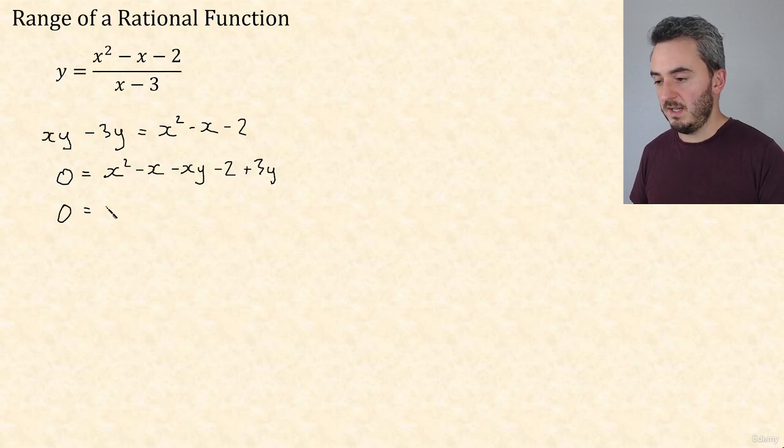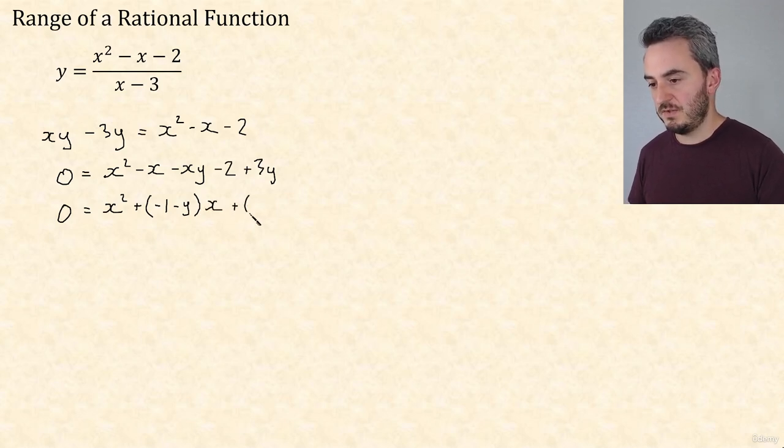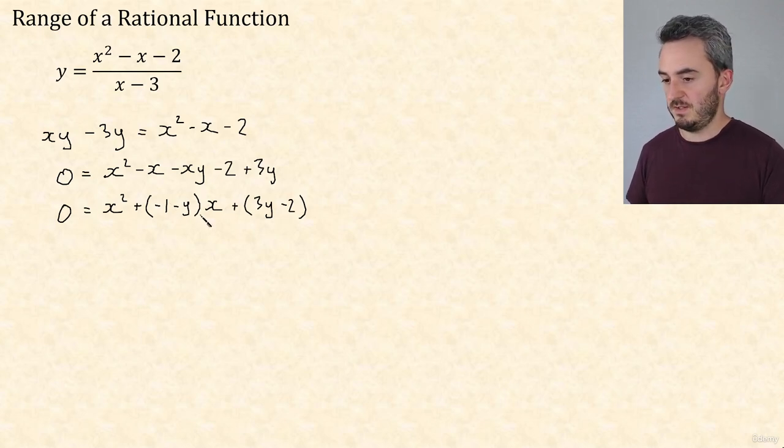Grouping this really clearly into the x squares, the x's and the constants, which aren't really constants in this case, I've got x squared plus, how many x's? It's minus 1 minus y. That's how many x's I've got, plus, and then it's 3y minus 2. So here is a quadratic in x. What I can use now is the discriminant, because if I want to know where does this exist, what I'm saying is, where are there solutions to this equation? If there are solutions to this equation, it means there is a y value for the given x value.